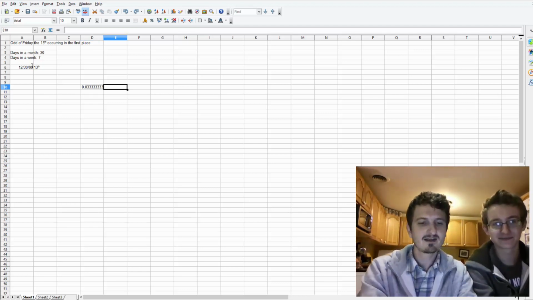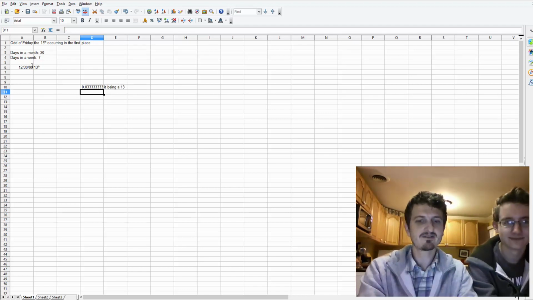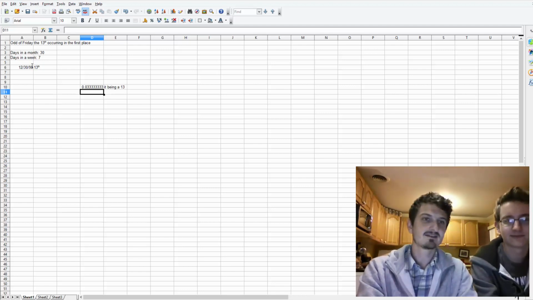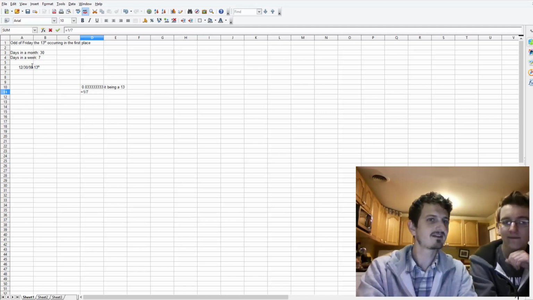So this is it being a 13. Then we also have the probability of it being a Friday. I don't know where you guys live, but here in Ohio we have 7 days a week, so 1 day out of 7 is a Friday.